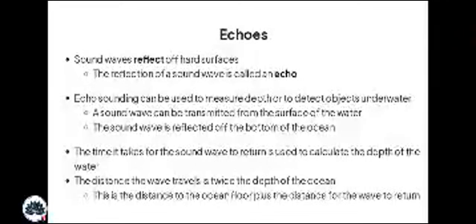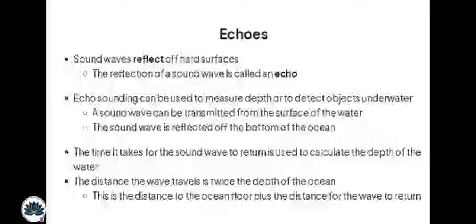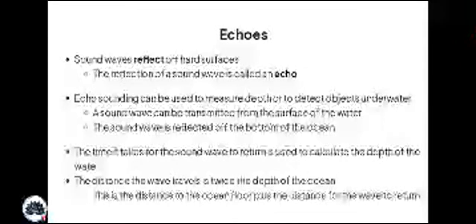The time for the sound wave to return is used to calculate the depth of the water. The distance the wave travels is twice the depth of the ocean. Alright, it's twice the depth of the ocean. Why is it twice? Wherever the word twice or double comes, or multiplying by 2, remember that it's talking about the echo. As we already know, the reflection of sound is called echo. It means one sound goes there, reflects back and comes back here. So it's not two times the depth of travel by coincidence; the distance the wave travels is twice the depth. This is the distance to the ocean floor plus the distance for the wave to return.